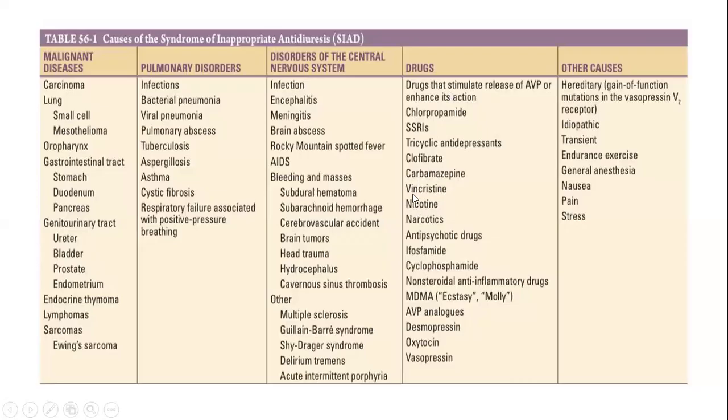So you should be careful when someone is using these kinds of drugs which can precipitate hyponatremia: cyclophosphamide, oxytocin, vasopressin. These are some examples of drugs. Other causes like hereditary mutations in vasopressin receptors can be idiopathic, endurance exercise, nausea, GA, pain and stress.